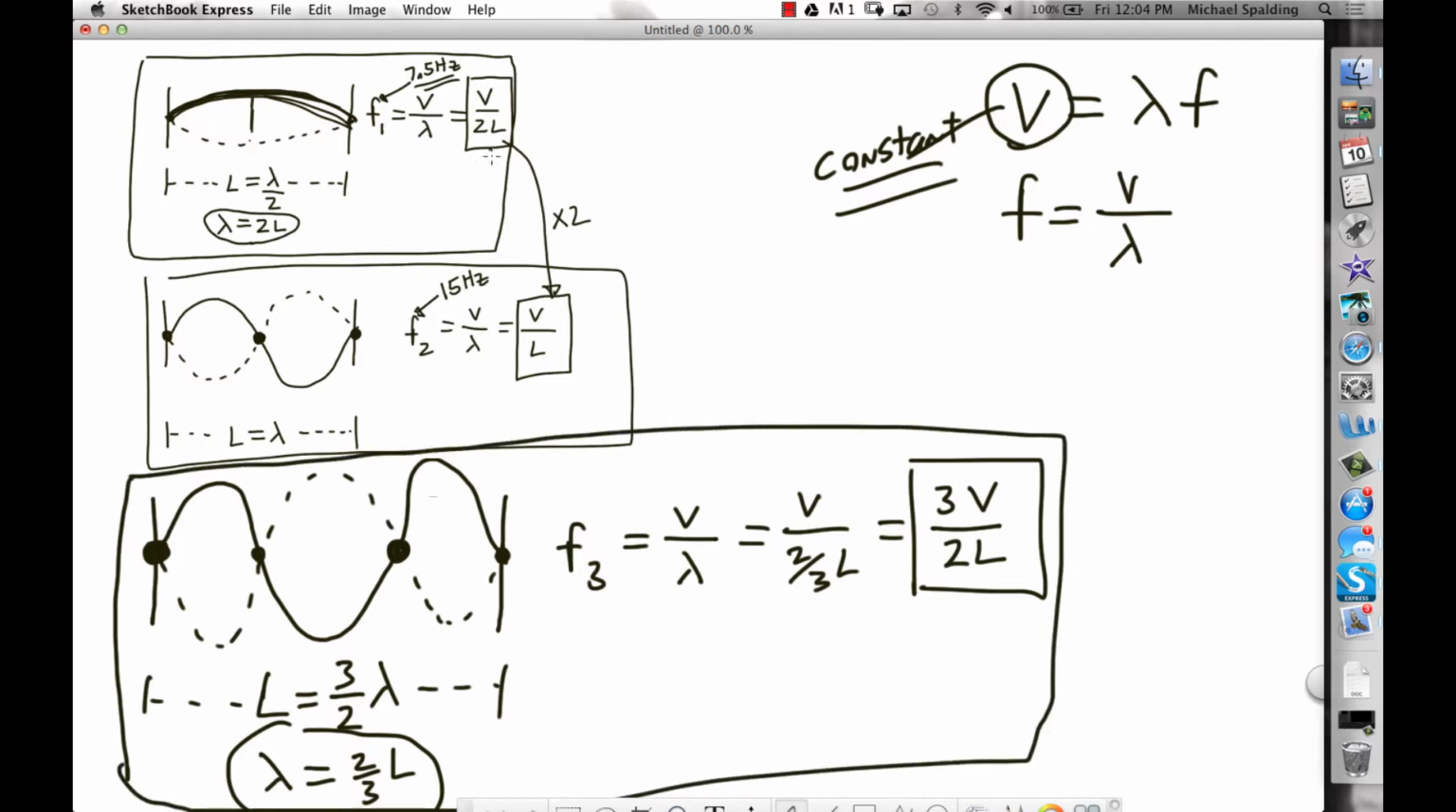I think it's easiest, well, you know what we could do? We could take this and go boom. What's the relationship there? V over 2L, 3V over 2L. What do we do from here to here? Times it by 3. Or you could go from here to there. What do we multiply there? Times 1.5. So either one.